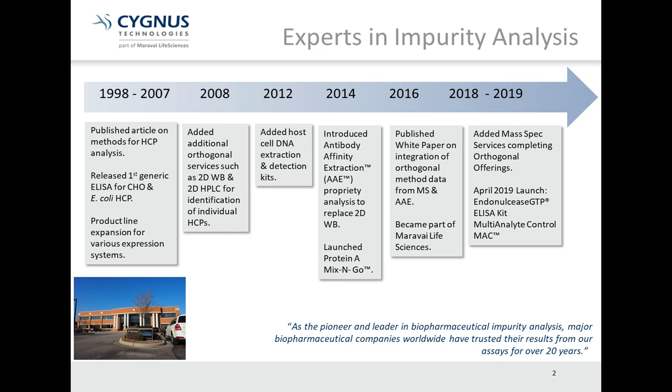expression platforms. And then after performing 2D Western blot for coverage analysis for a number of years, we realized that it was not predictive of how the antibodies would perform in the ELISA. As a result, we launched the Antibody Affinity Extraction in 2014. This method removes many of the limitations associated with 2D Western blot.